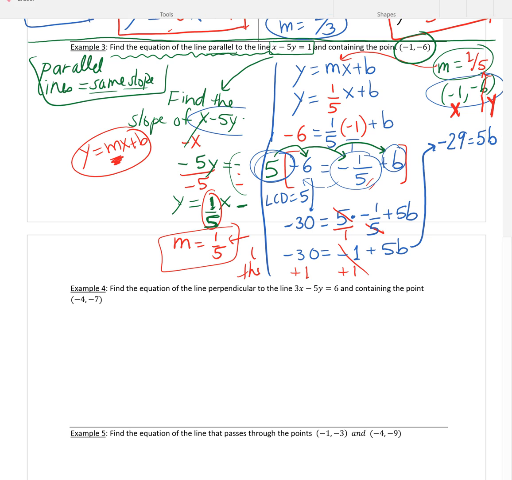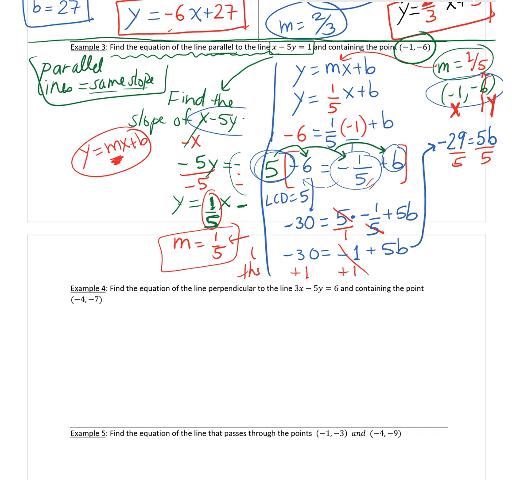And if I want to isolate b now, finally, last step would be divide by 5. There we go. So b is this terrible fraction. Oh my gosh, who comes up with this stuff? Negative 29/5. That's pretty bad. Come on. Whew, that seems like a lot of work, but we're almost done.